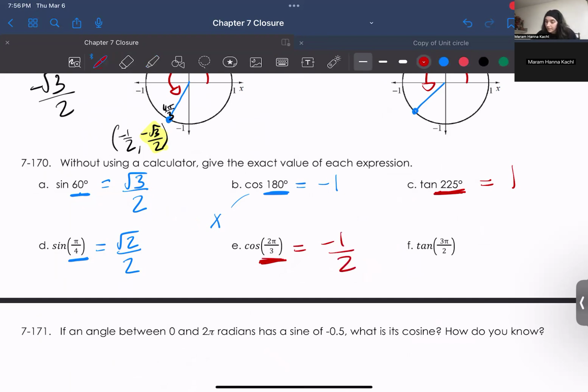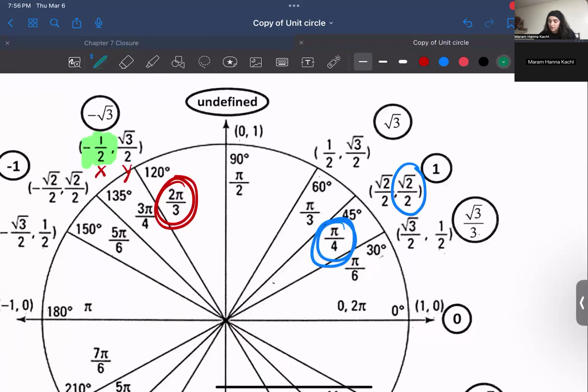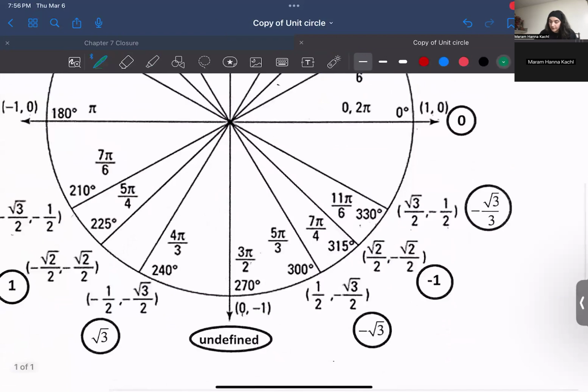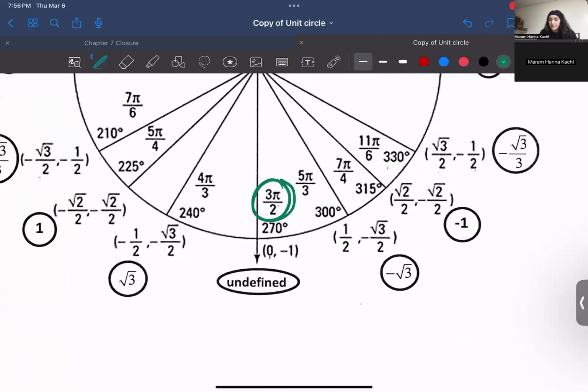Last one is 3 pi over 2. So I want to find 3 pi over 2 on my circle. That's all the way down here. And then it's asking about the tangent. So what's that circled number that relates to it? Well, in this case, it's undefined.